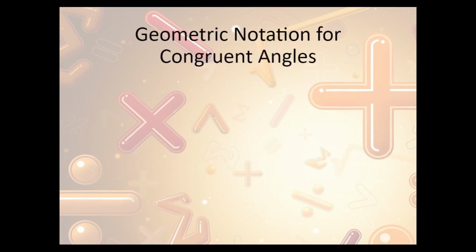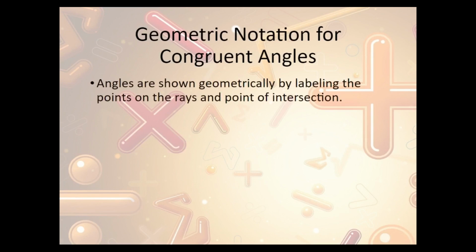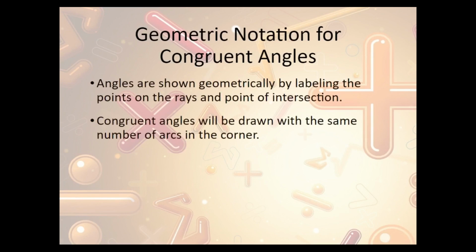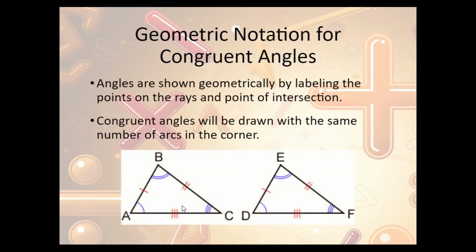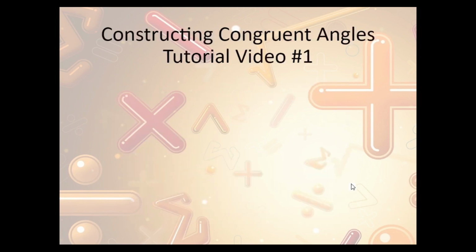Geometric notation for congruent angles. Angles are typically drawn by labeling the points on the rays and the point of intersection. Congruent angles will have the arcs in the corner. So for instance, we have these two triangles here, and notice we have these arcs in the corners. The single arc and the single arc mean that those two angles are congruent to each other. The double arc and double arc mean that those two angles are congruent to each other. And then the triple and triple mean that those are congruent.